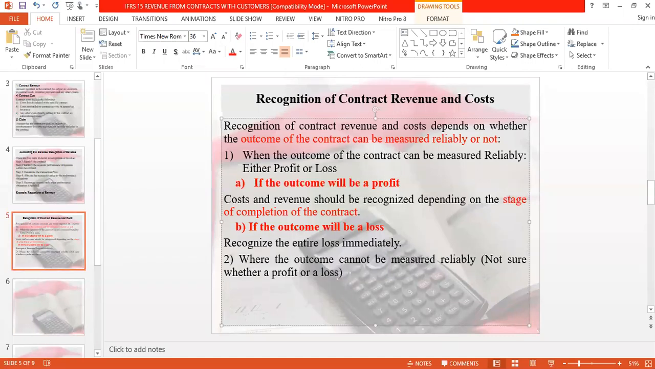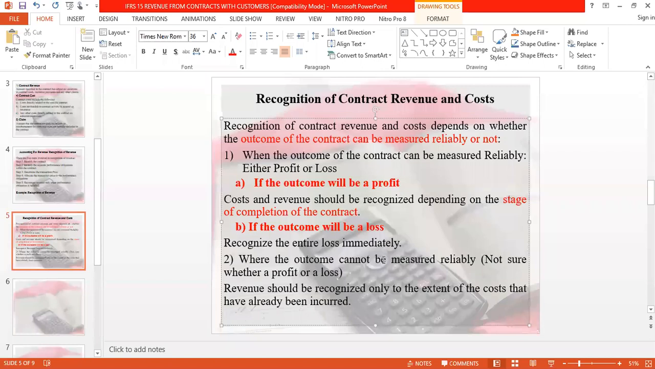So where you are not sure whether you will get a profit or loss, what should you recognize? Revenue should be recognized only to the extent of the costs that have already been incurred. Let me use a simple language here.